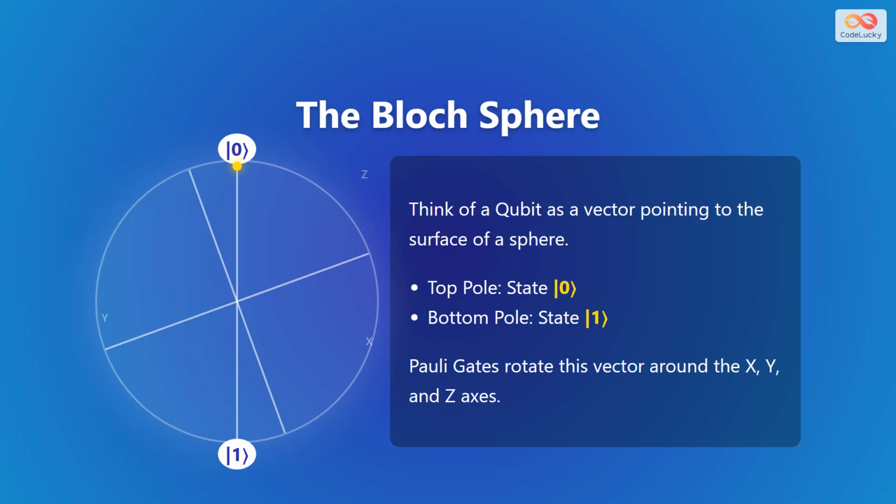To visualize this, we use the Bloch sphere. Imagine the qubit as a vector, an arrow, pointing to the surface of this sphere. The north pole represents the state 0, and the south pole represents the state 1. Pauli gates work by rotating this arrow around the axes you see here, X, Y, and Z.